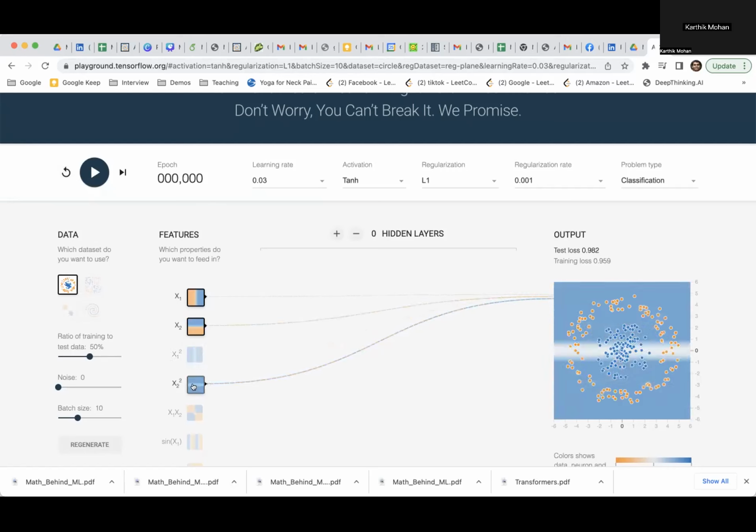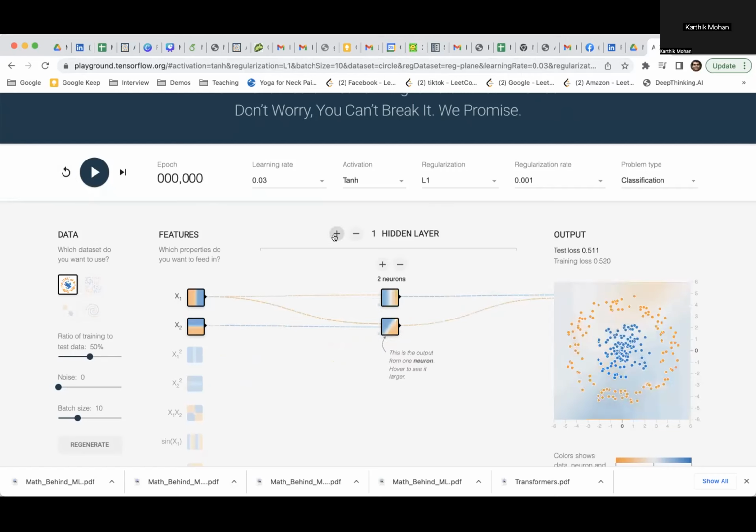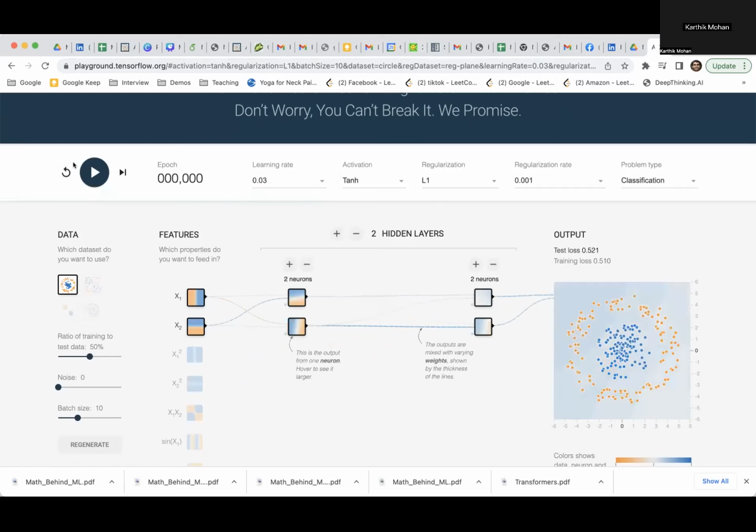Let's assume we don't want to use nonlinear features. Let's say we didn't know x1 squared and x2 squared is good. How would we actually build a nonlinear model? So we need to add some layers here. Let's add a couple of layers. Let's try this and see if I have a tanh activation function. Does it do a good job?